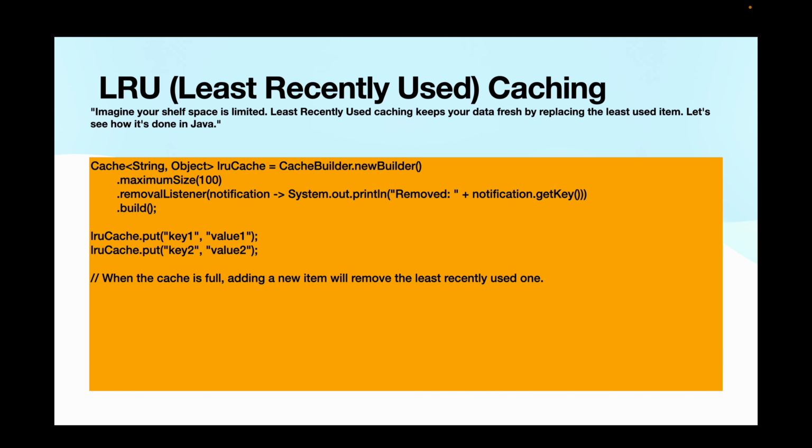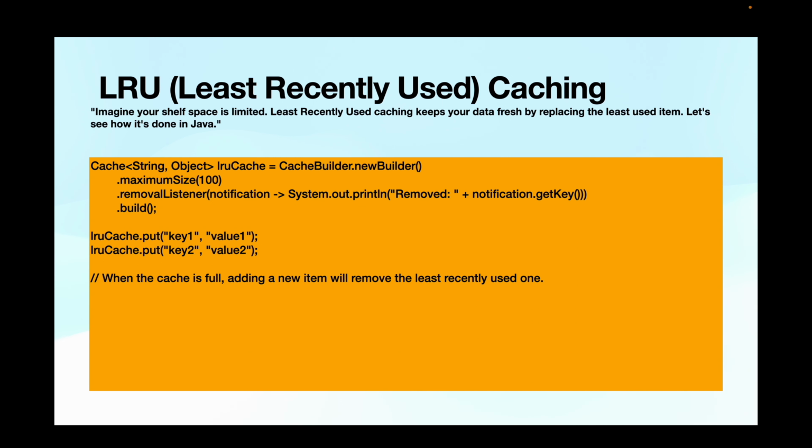LRU, least recently used cache. So for cache, we can take the example of a shelf. Imagine your shelf space is limited. Least recently used cache keeps your data fresh by replacing the least used items. Okay, so let's see how it can be done.